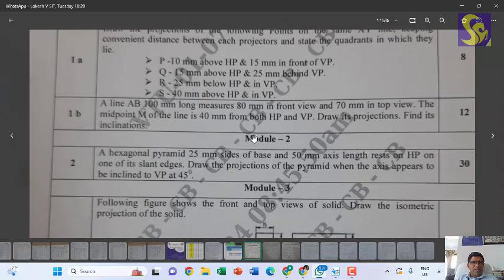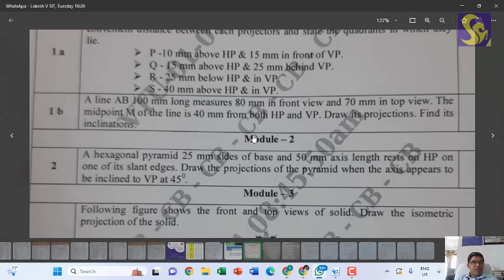The problems on the line, I'm referring to question 1b. A line AB 100 mm long measures 80 mm in the front view and 70 mm in the top view. The midpoint M of the line is 40 mm from both HP and VP. Draw its projections and find its inclinations. So this is a problem.